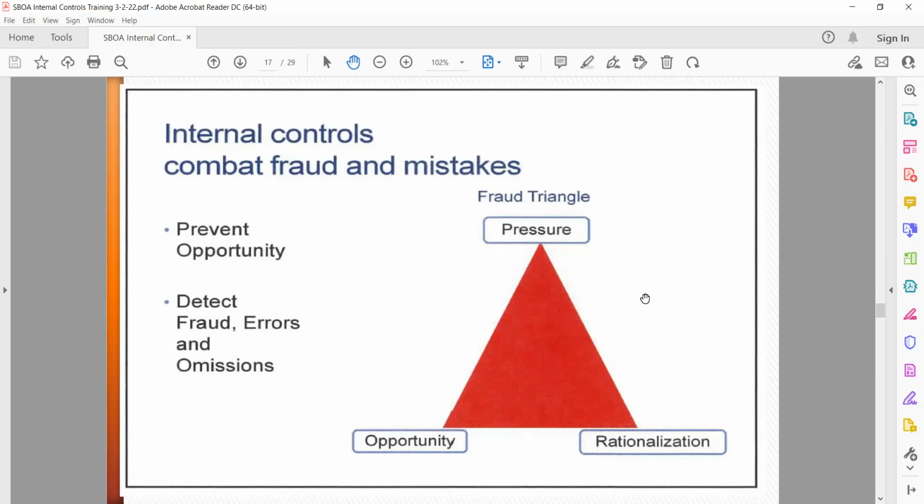Internal controls should be designed to combat fraud and misstatements. This includes prevention and detection activities. Prevention activities are designed to deter the occurrence of an unfavorable event. Detection activities are designed to identify unfavorable events that have already occurred in a timely manner. Unfavorable events include fraud and misstatements due to errors and omissions. Misstatements may or may not be intentional. Intent is the major factor in determining fraud.